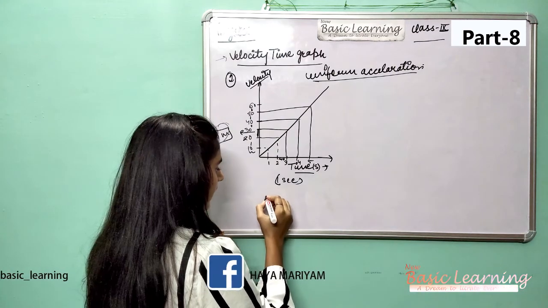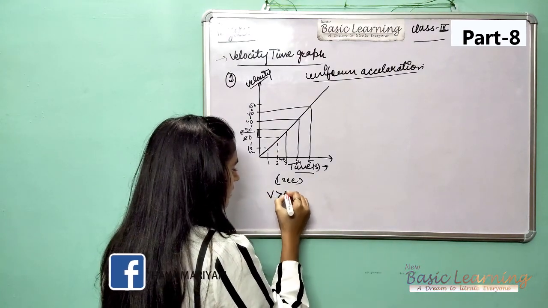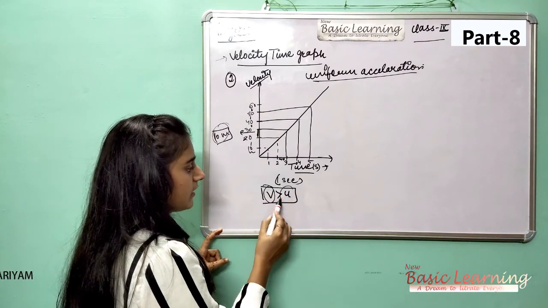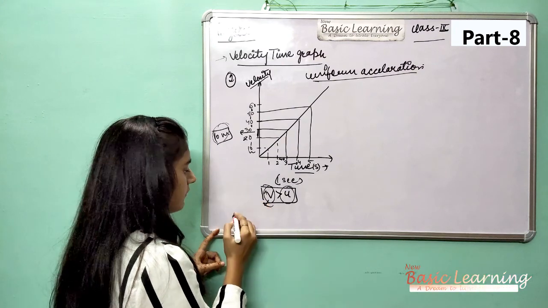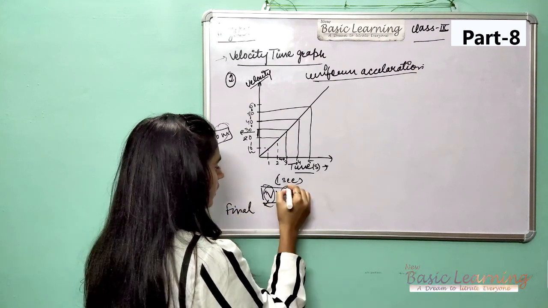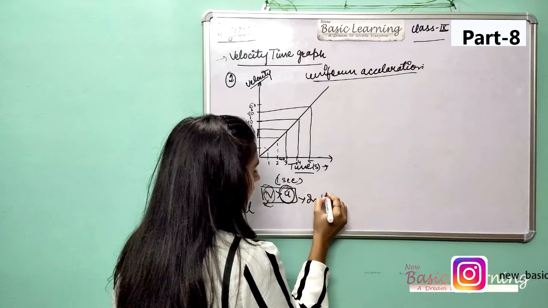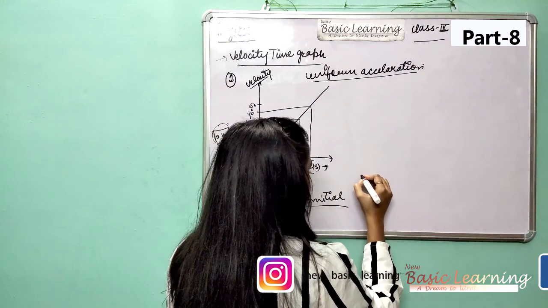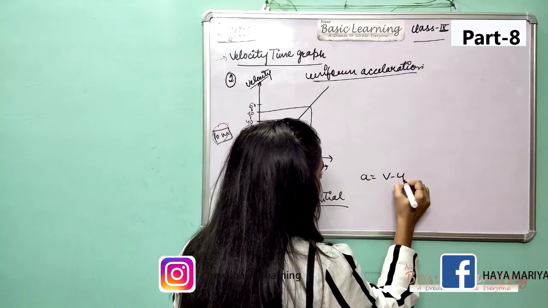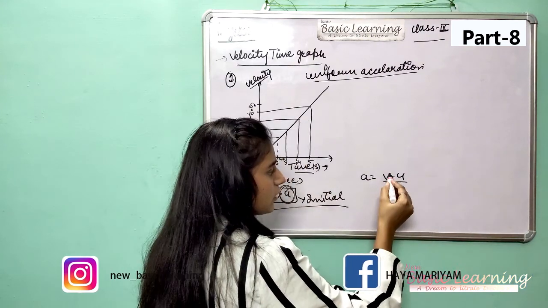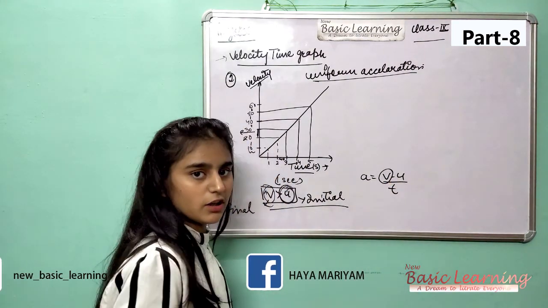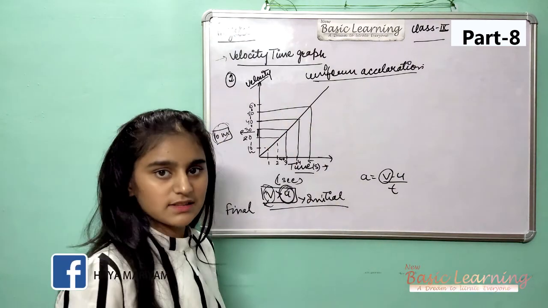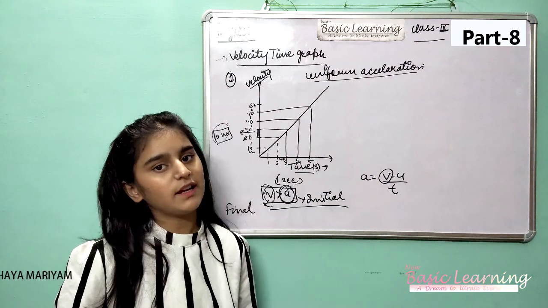Here the final velocity is greater than the initial velocity. V represents the final velocity and u represents the initial velocity. By the formula also you can see that acceleration is v minus u upon t. So if the final velocity is greater, then the graph shows uniform acceleration. Now let's move to the next point.